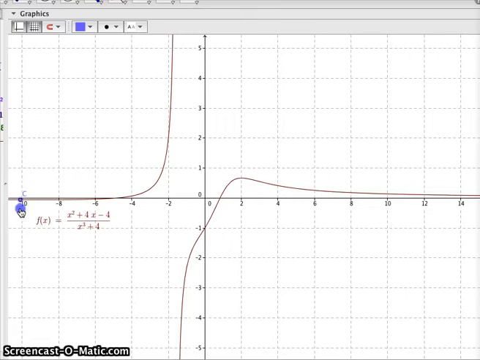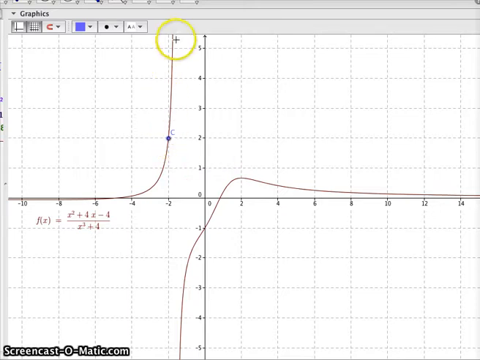Now, you're seeing something interesting here. In this particular case, it looks like the graph actually does cross y equals 0, right? So horizontal asymptotes are less strict than vertical asymptotes. You can actually cross a horizontal asymptote. You can never, ever cross a vertical asymptote.